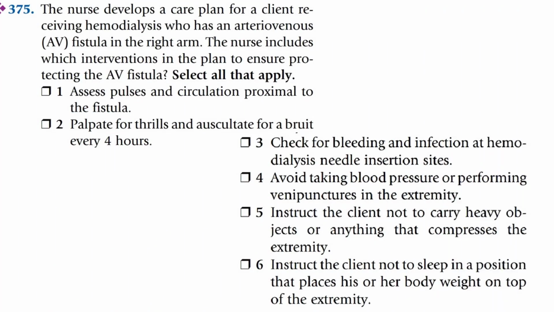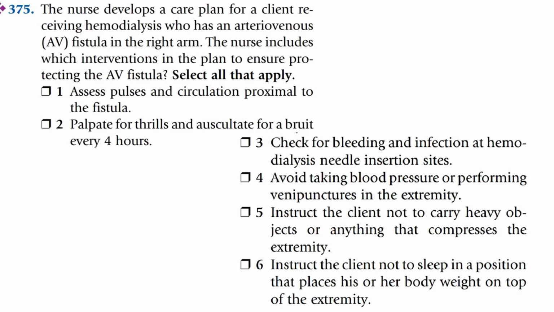375. The nurse develops a care plan for a client receiving hemodialysis who has an arteriovenous fistula in the right arm. The nurse includes which interventions in the plan to ensure protecting the fistula? Select all that apply.